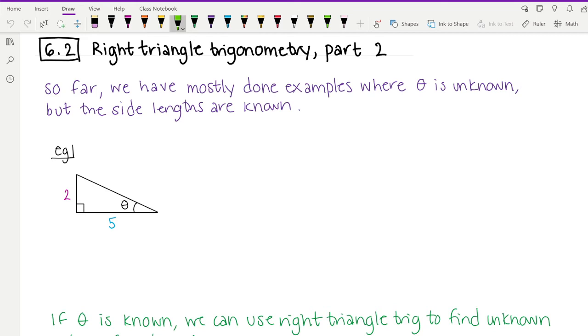Hi everyone. So in this video, we're going to continue to talk about right triangle trigonometry. Specifically, we're going to do some examples that are a little bit different from the examples in the last video in terms of what kind of information is given to us and what kind of information we're trying to find. And then we'll eventually do a couple of examples of word problems so you can see how right triangle trigonometry is useful in solving real world situations.